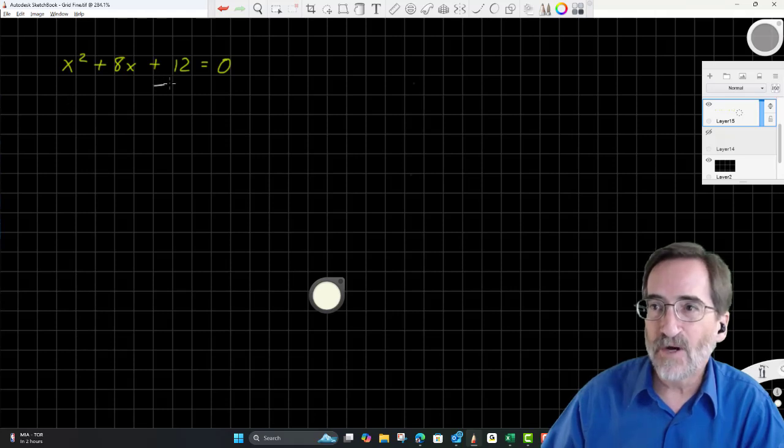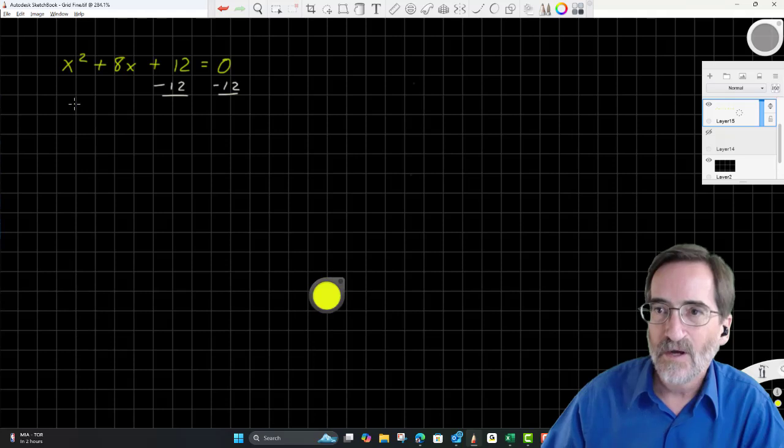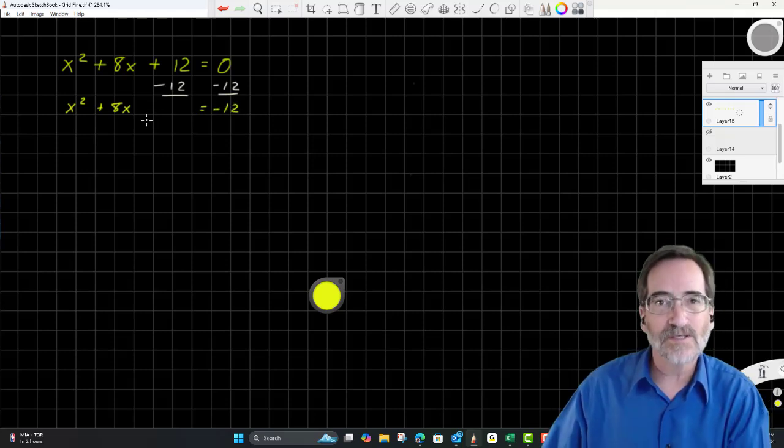I'm going to start by subtracting 12 from both sides. What that does is leave just x's on the left side of the equation. So we end up with x squared plus 8x equals negative 12. And notice I'm leaving a little bit of space.